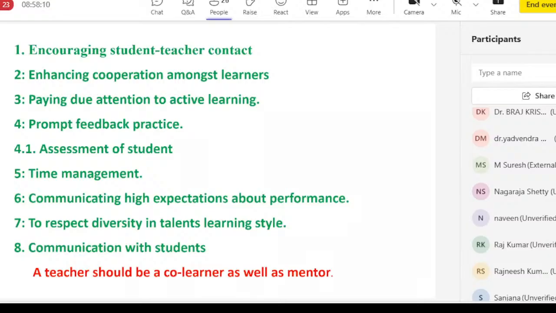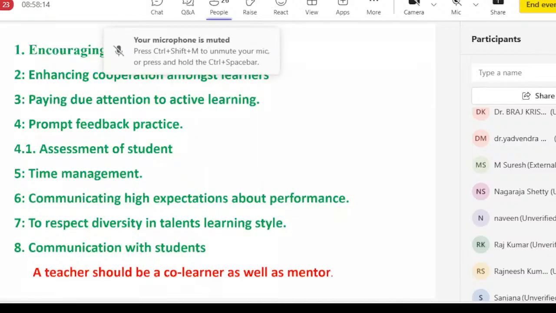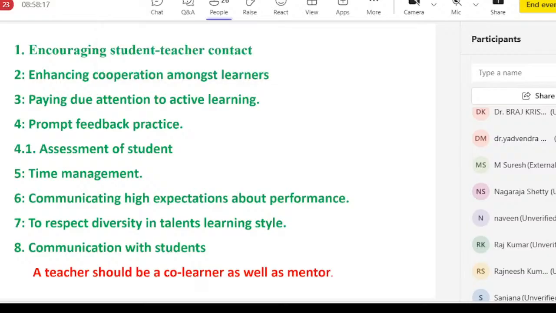And that is why you have to pay attention to active learning. Our system was good, it is not that bad. The practicals and all those things, that's active learning. But this active learning can also be invoked in a 40-minute or 50-minute class.